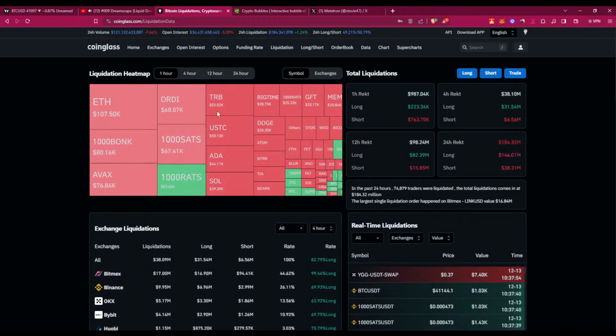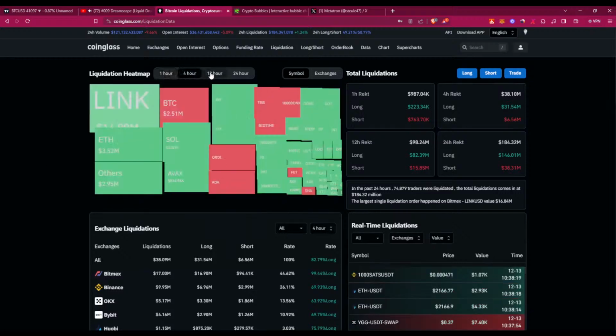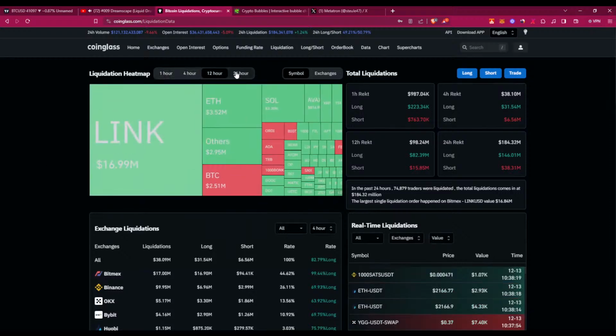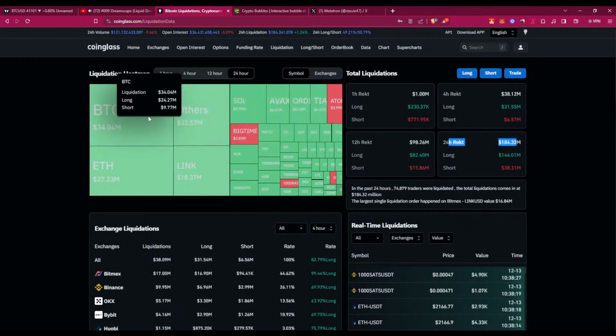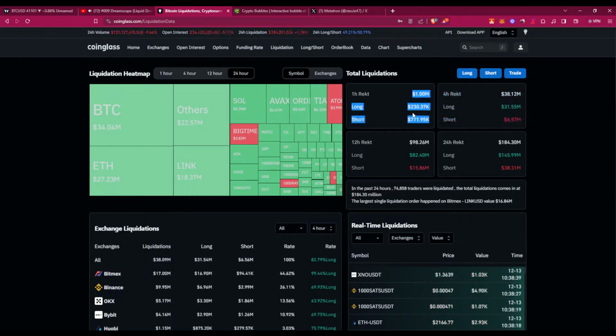So this move signaled over-leverage, which resulted in liquidating the leveraged positions. Here you can see in the last hour Ethereum is taking the lead with 100k in short liquidations, and on the 24-hour basis Bitcoin is taking the lead with $34 million. Here they show the liquidation heat map. Overall, the total liquidations of the market in the last hour were 1 million, and in the last 24 hours 180 million.